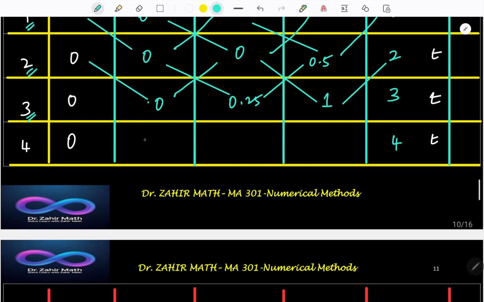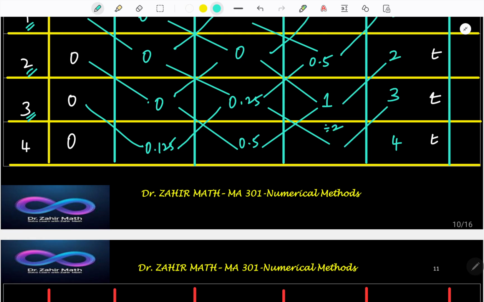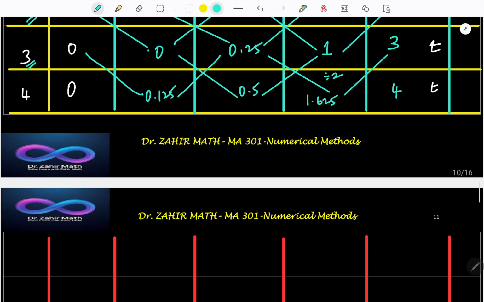Okay, right. Now if I want to fill up this one and this one, 0.25 divided by 2, which is equal to 0.125, right? And this one divided by 2, 0 plus 1 divided by 2 is what? Which is 0.5, right? And this one, adding and dividing by 2, so this is going to become 3 plus 3.25, 3.25 divided by 2, which is equal to 1.625. So finally your answer is what?